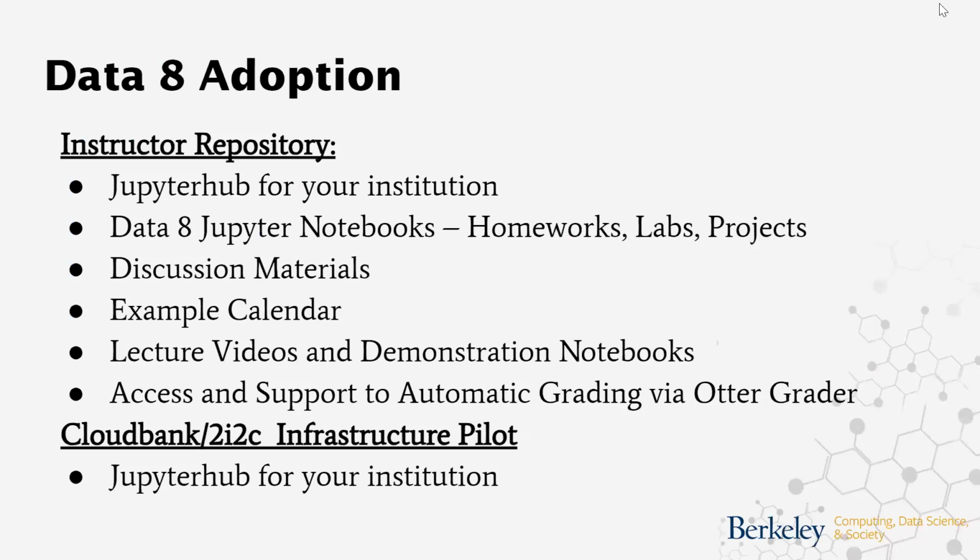Just to go into Data 8 specifically, if you want to join in and sign up, again, if you're in California, you can get a Jupyter Hub for your institution. There's a private repo that you can get that's all the homeworks, labs, and projects, all the discussion materials. So earlier today, if you were in that part, there were the handouts or the calendar. There are lecture videos, and somebody asked about using it for a flipped classroom. And then all these notebooks are using Otter-Grading. So that's what we're going to talk about in the second half, the Otter-Grading.